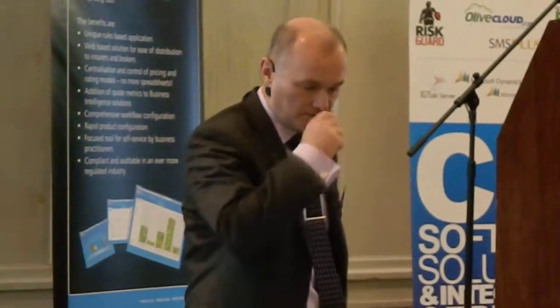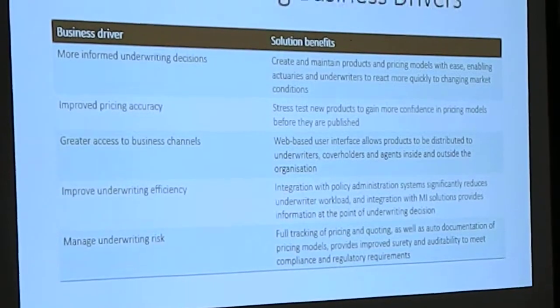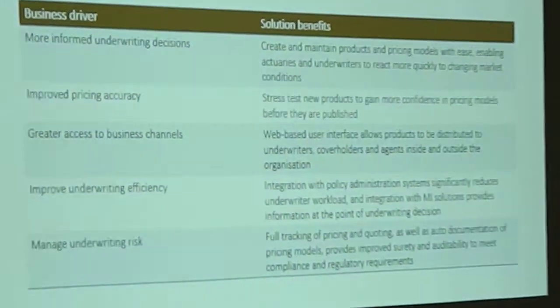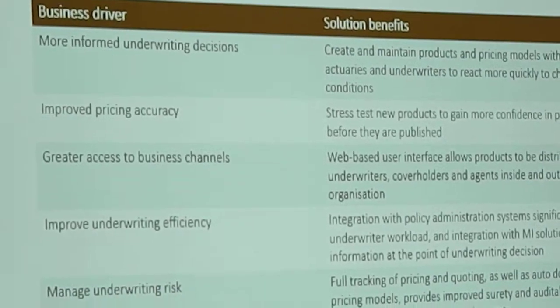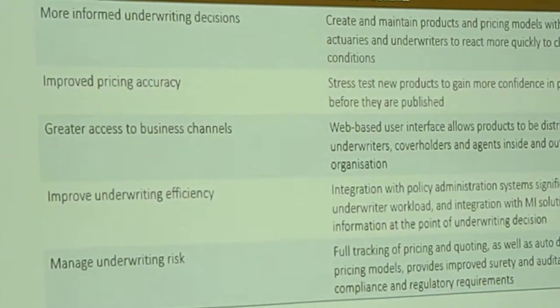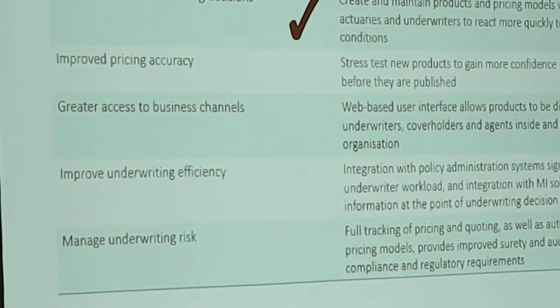So finally, having shown you the information it's providing you, I'm not sure if everybody can actually see what's on the screens there, but we've got more informed information for underwriting decisions. So there's the ability to create and maintain products, manage your own pricing models, and it's giving the power back to the actuaries and the underwriters to react to market conditions. So hopefully we've done that.